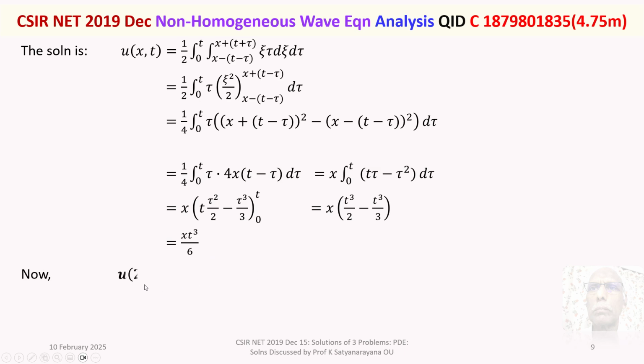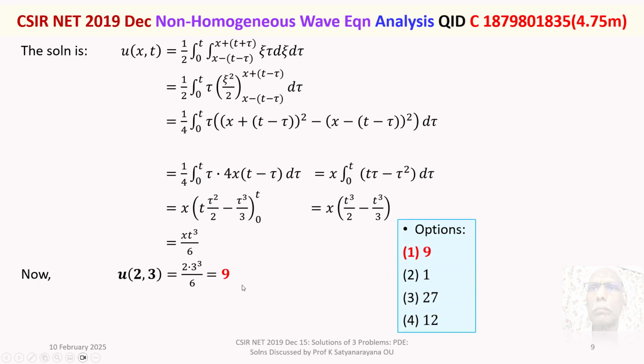Now, what is wanted? We wanted u at (2,3). So that means substitute x equal to 2, t equal to 3 in this: 2 into 3³/6, that is 9. Now let's look at our options. Our answer 9 appears against option 1. Therefore, the answer to this question is option 1. So option 1 is true. That is the detailed discussion of the solution of the given problem.